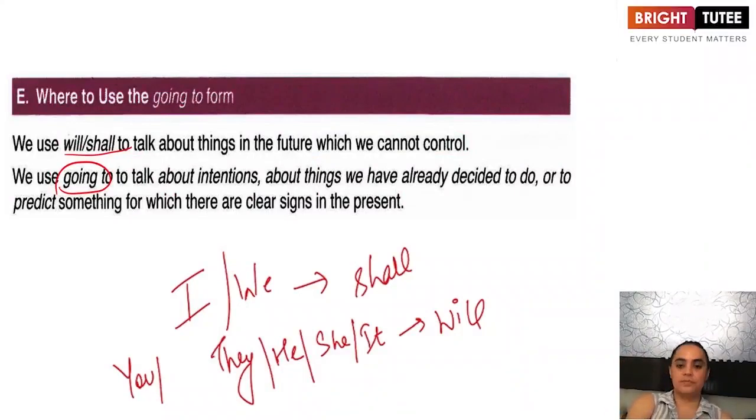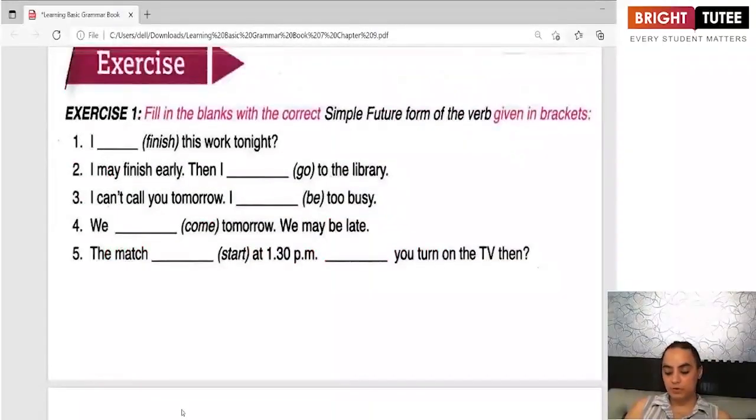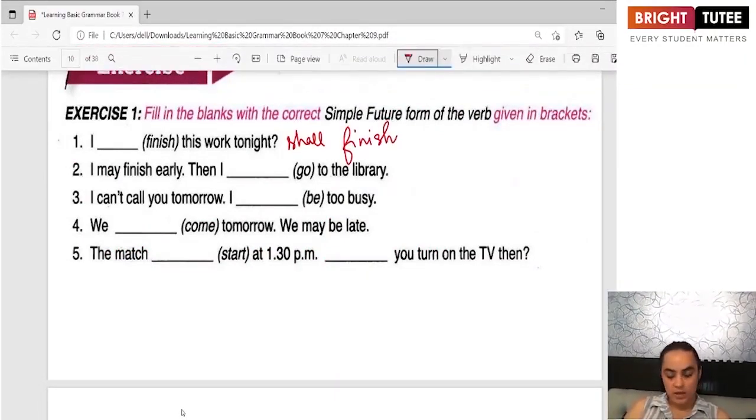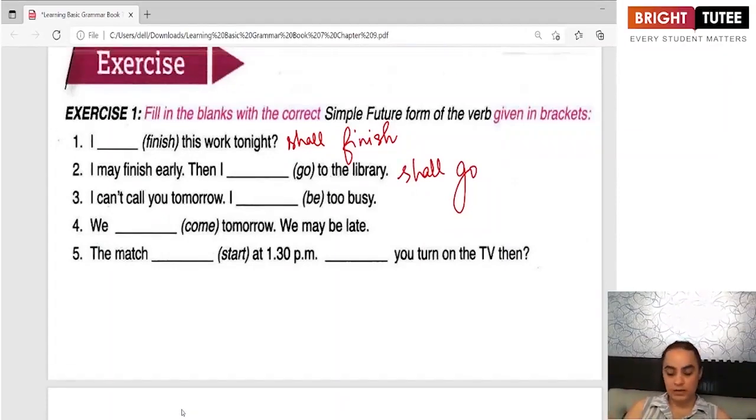Alright, dear students. Now, let us look at the exercise given to you and try and solve that. Fill in the blanks with the correct simple future form of the verb given in the bracket. I dash this work tonight. So, I shall finish this work tonight. I may finish early. Then I dash to the library. So I may finish early, and after I finish, then I shall go to the library. Or I will go to the library.